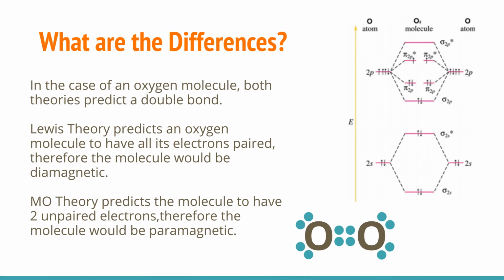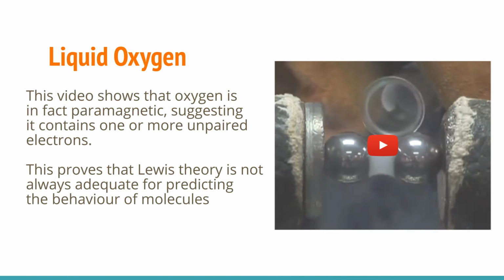In the case of an oxygen molecule, both theories predict a double bond. Lewis theory predicts an oxygen molecule to have all its electrons paired, therefore the molecule would be diamagnetic. MO theory predicts the molecule to have two unpaired electrons, therefore the molecule would be paramagnetic. This video shows oxygen is in fact paramagnetic, suggesting it contains one or more unpaired electrons.